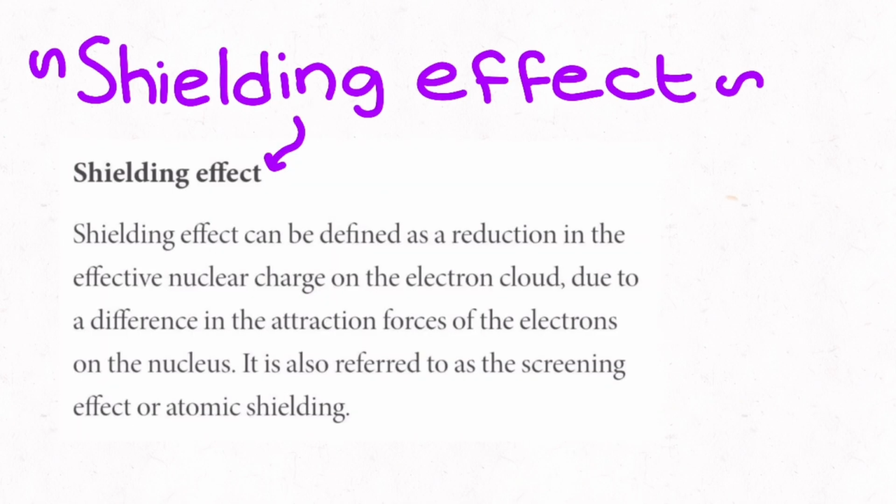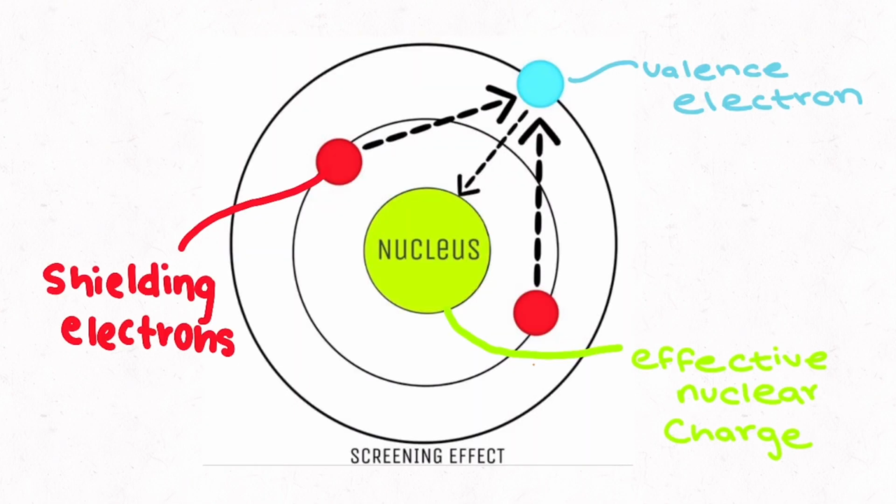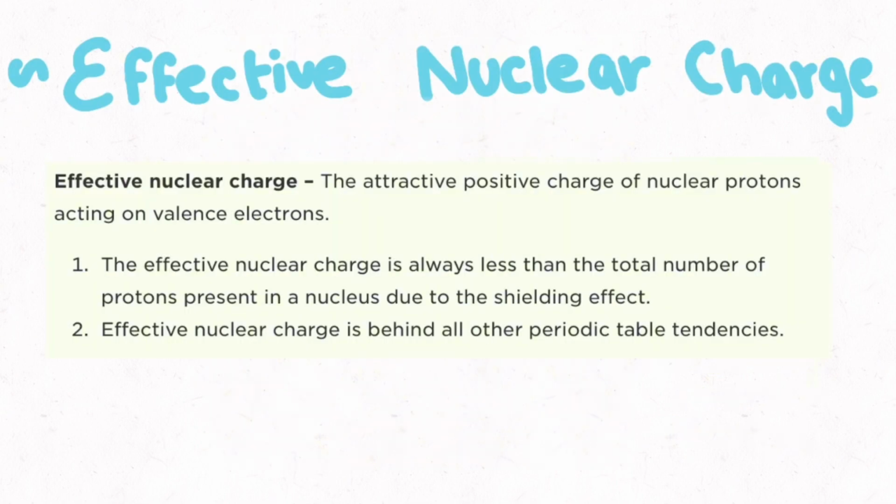Shielding effect can be defined as a reduction in the effective nuclear charge on the electron cloud due to a difference in attraction forces of the electrons on the nucleus. It is also referred to as screening effect or atomic shielding. Here's a diagram to explain. The red are the shielding electrons, which are reducing the effective nuclear charge in green through to the valence electrons in blue. Another really important term is effective nuclear charge.